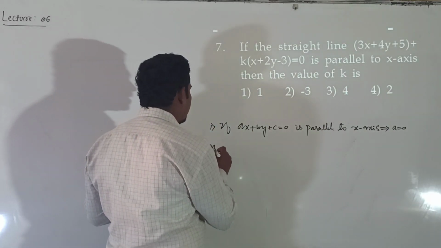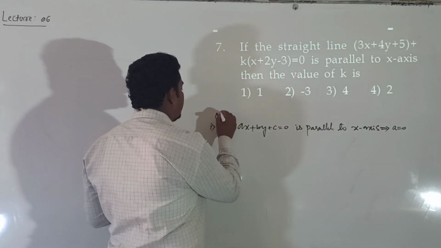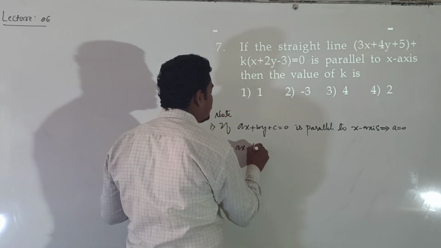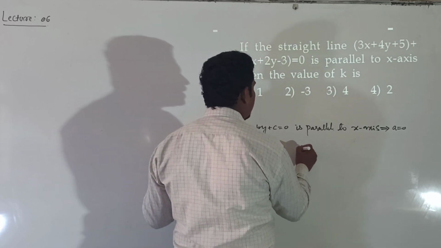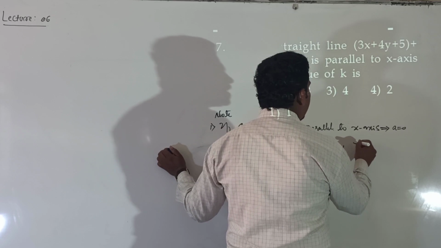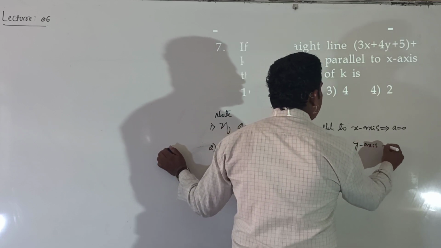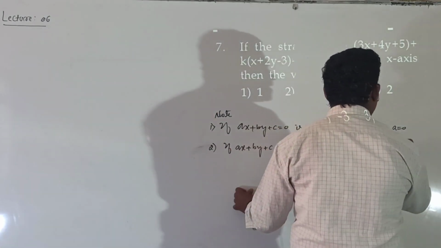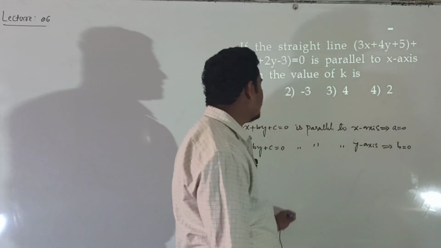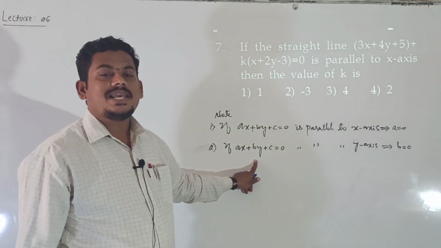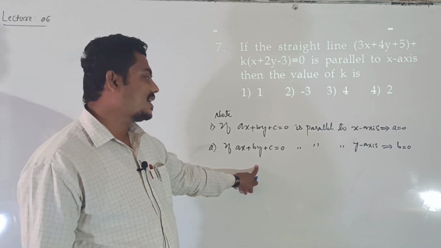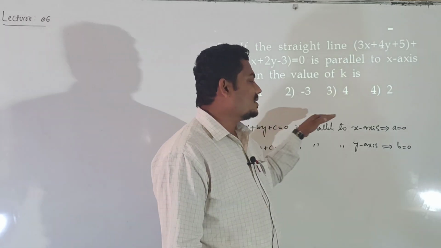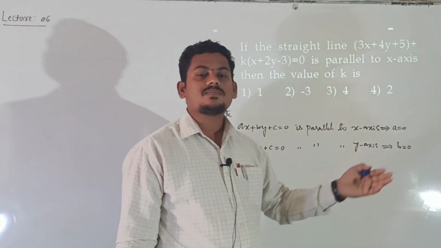And one more point, take this as a note. If ax plus by plus c equal to 0 is parallel to the y-axis, then the coefficient of y is 0. Coefficient of y 0 means b is 0. If it is parallel to the y-axis, then the coefficient of y is 0. If this line is parallel to the x-axis, then the coefficient of x is 0. Coefficient of x means small a value is 0.